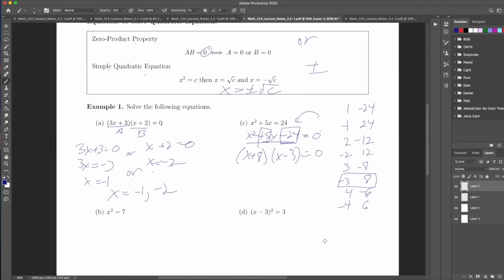And here, if we can just check this real quick, x times x is x squared. This will give me minus 3x plus 8x. Minus 3x plus 8x gives me 5x. And then negative 3 times 8 gives me negative 24, which is what we want. Okay?